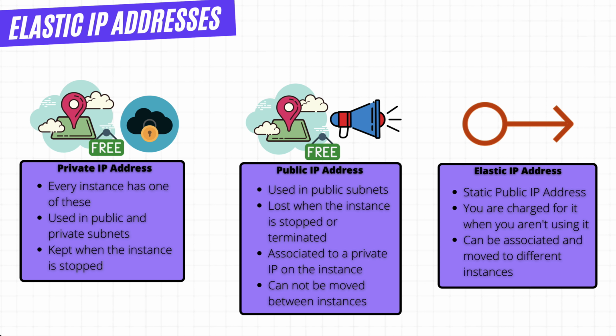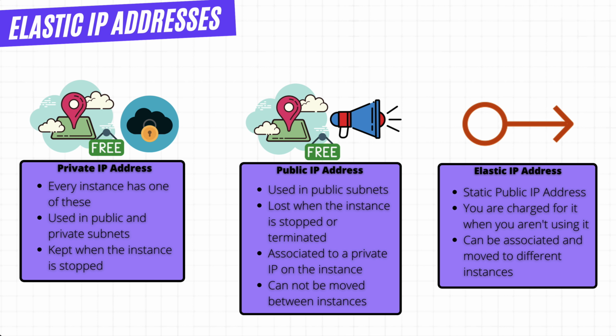Let's start off with the private IP address. Now, we have seen these addresses before and have even used them in previous labs. These IP addresses are used for internal communication between instances or other resources within our VPC, and they can exist in either public or private subnets. Every instance that you deploy in your VPC will automatically get one of these IP addresses.